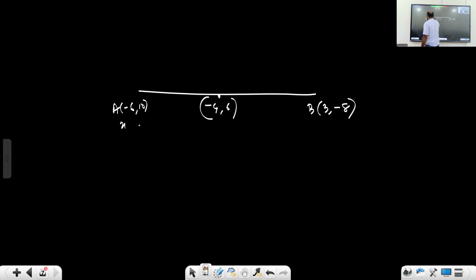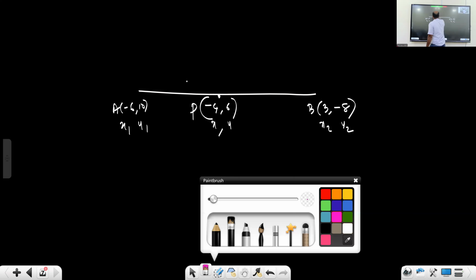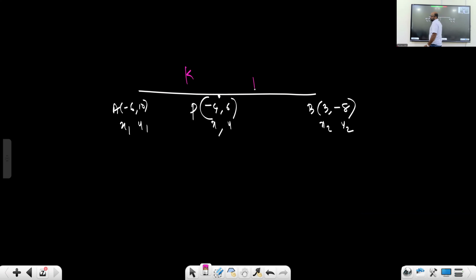Normally we call this x1, y1. The point of division we always call x, y. Whenever a ratio is asked, you just use K:1. Draw the diagram, after that I'll tell you. Whenever they are asking for a ratio, you have to use K:1.